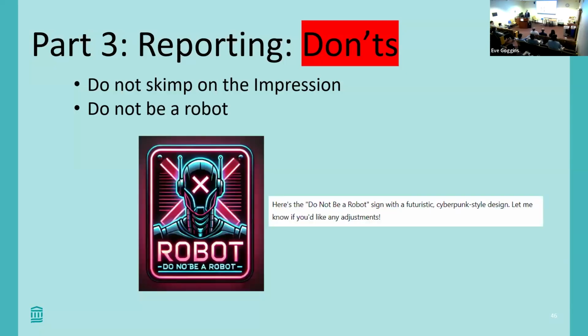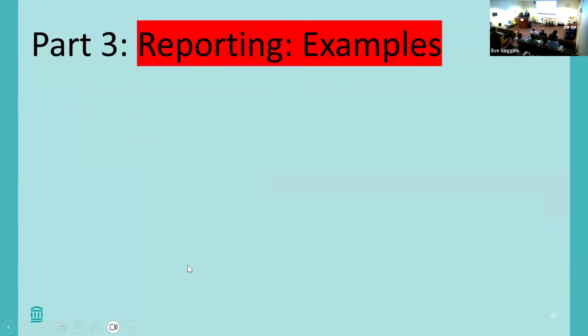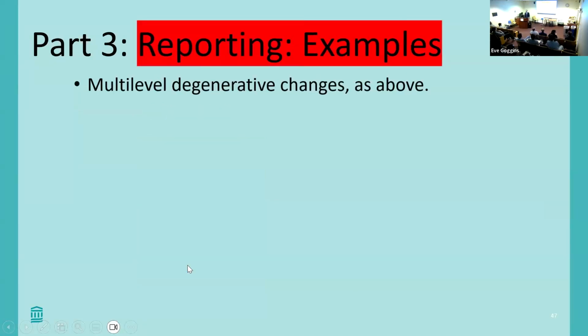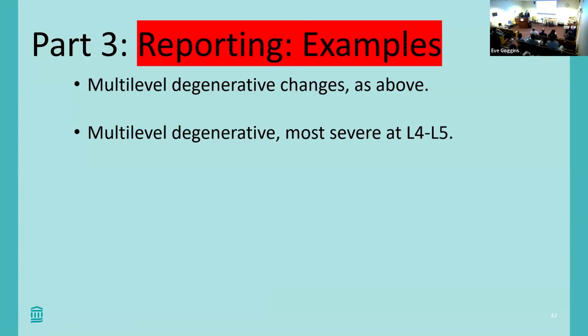Okay, so I asked ChatGPT for a graphic and it said, here's the "do not be a robot" sign. I did not ask for a futuristic cyberpunk style design. It just gave that to me. So I'll talk about that in a second. So again, don't do this, please. The red means don't do this.